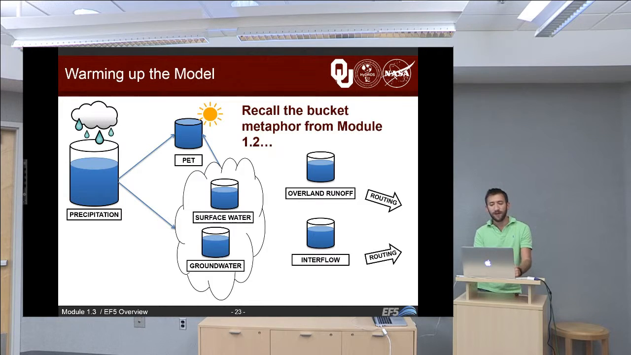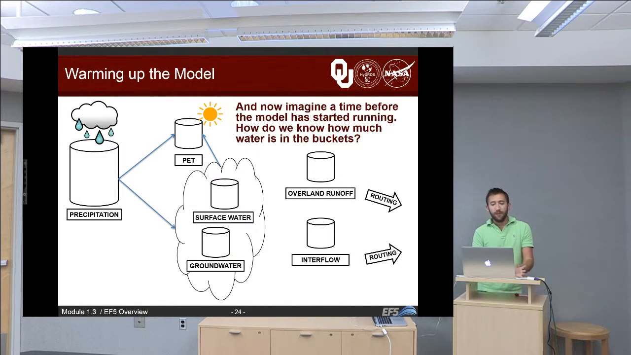So if you recall from the last module, 1.2, we had a bucket metaphor, and we talked about how precipitation or water is transferred from one bucket to another, and in what order those buckets change, and how those buckets can move back and forth between one another. But now we want to imagine a time before the model has started running, and all the buckets are empty. And we need to know when the model first starts how much water is in all those buckets to start with.